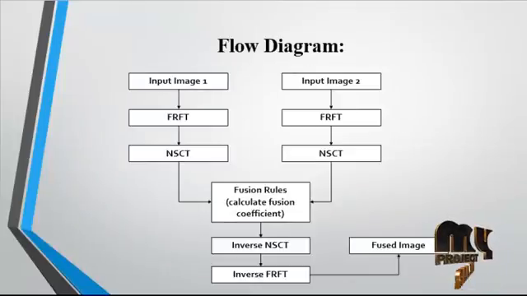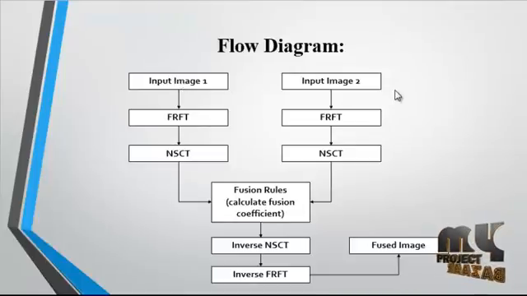Now we discuss the flow diagram for the process. At first, the two input images are taken from the dataset, input image 1 and input image 2. After getting input images 1 and 2, input image 1 goes directly to the FRFT module. The FRFT is abbreviated from fractional Fourier transform. And then image 2 also goes to the FRFT module.